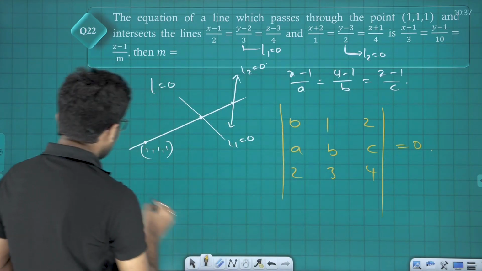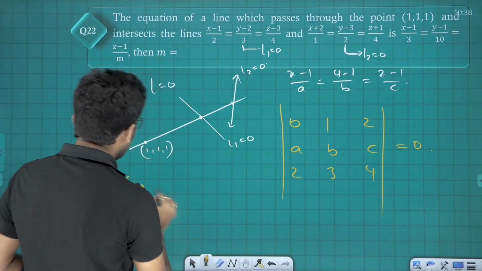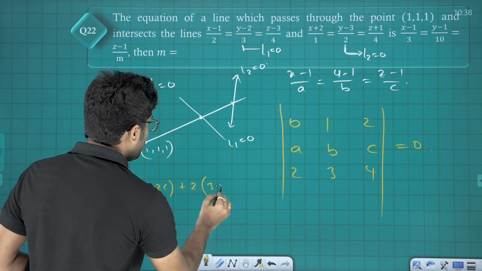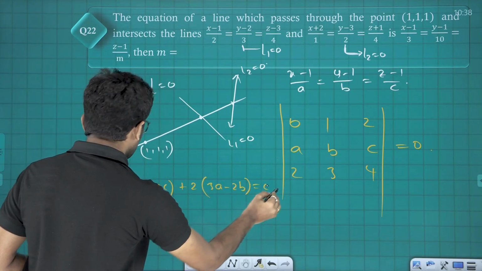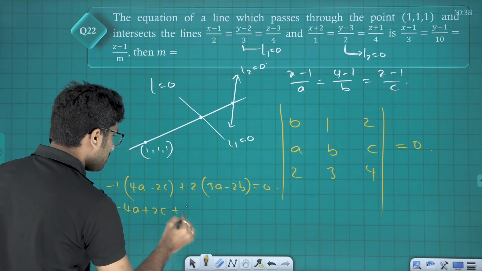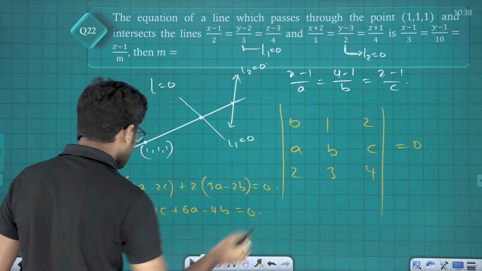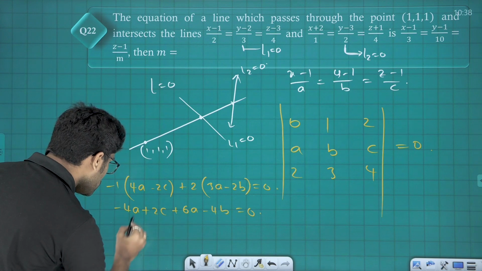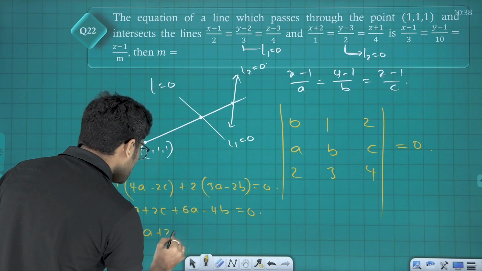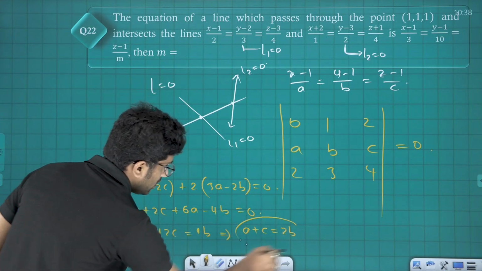So 0 into something is 0, that is minus 1 into (4a minus 2c) plus 2 times (3a minus 2b) is equal to 0. So minus 4a plus 2c, 2 3s are plus 6a, 2 2s are minus 4b is equal to 0, friends. So 6a minus 4a is 2a, plus 2c is equal to 4b. That implies a plus c is equal to 2b.